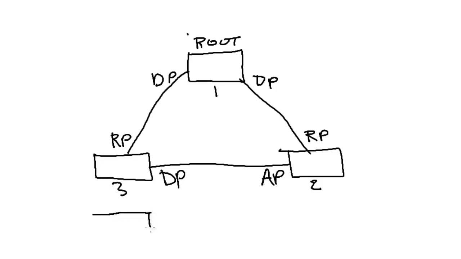Next to switch 3, we're going to connect switch 4. Switch 3 is going to have a designated port, but it's also going to have a backup port. A backup port is a backup redundant path to a segment where another bridge port already connects. The backup port applies only when a single switch has two links to the same segment.